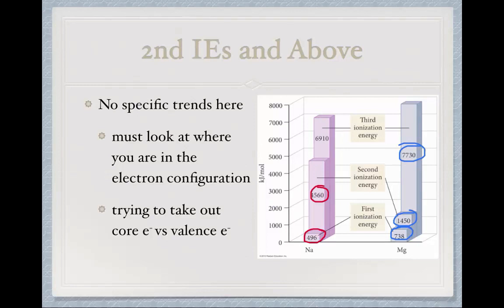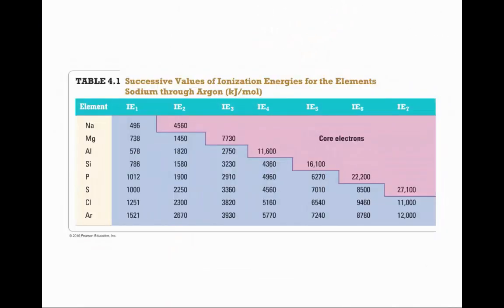So the second ionization energies and above really depends on whether or not we're removing a valence electron or a core electron. We can really sum this up in a table where we see as we go across a period here, going from sodium to magnesium to aluminum to silicon there, we're increasing the number of valence electrons, and we see that we have one valence electron here before we start getting into the core.